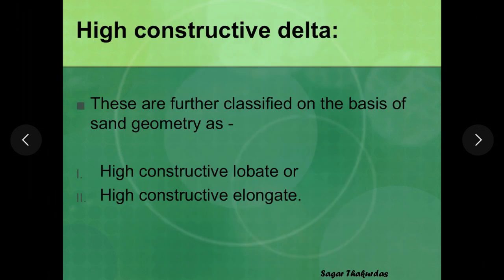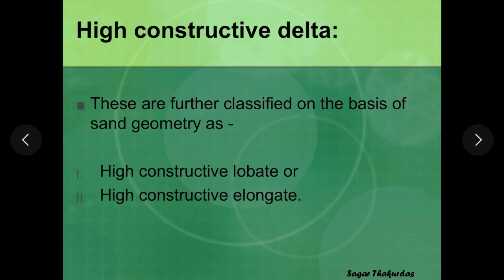The next thing is the high constructive delta that we have already seen previously. These are principally made up of fluvially influenced facies, that is the facies which are deposited by the river. These fluvially influenced facies are very well preserved and maintained in high constructive deltas, rather than the facies which are deposited or formed by marine action. Most of the time in these kinds of deltas you get to see the progradation of delta distributary channels towards the oceanward side with large sediment load deposition.